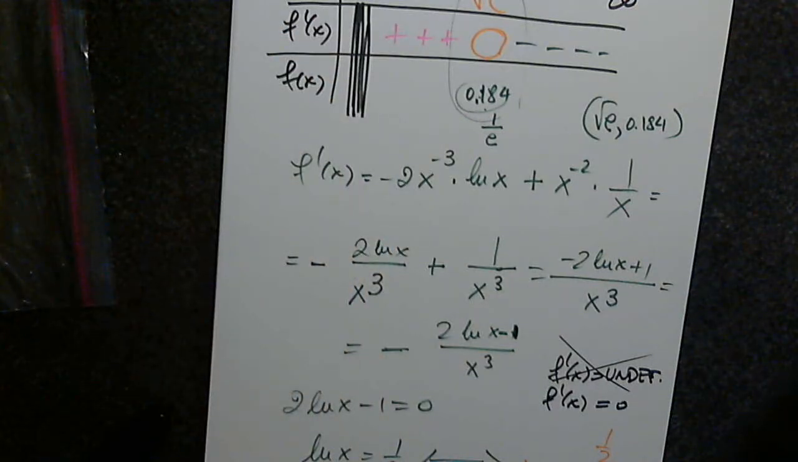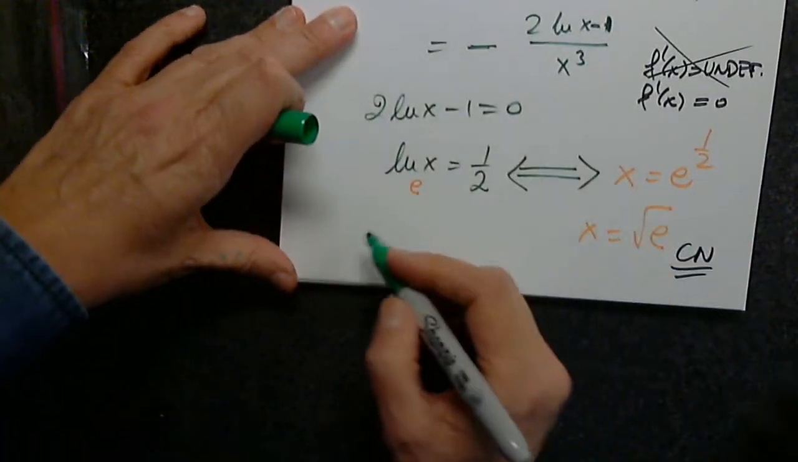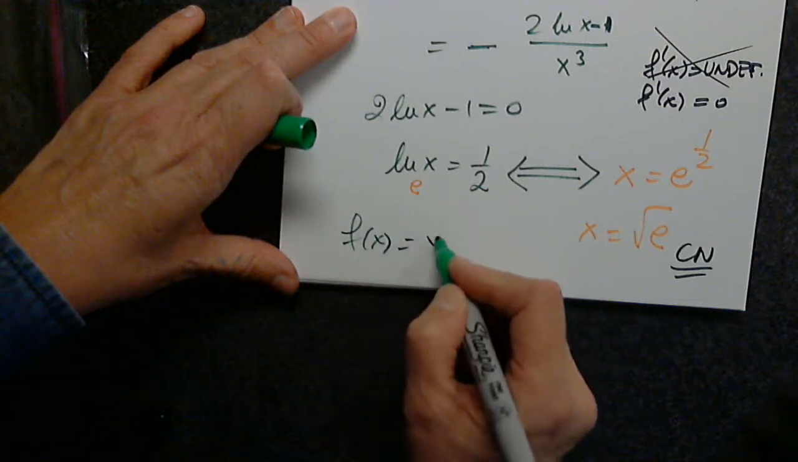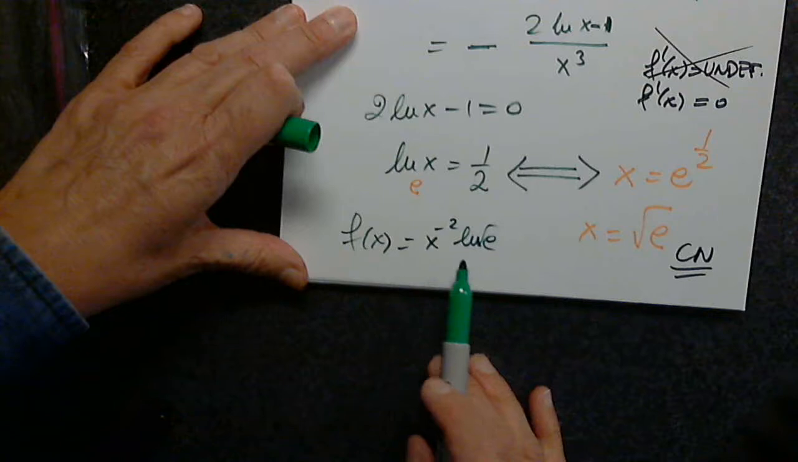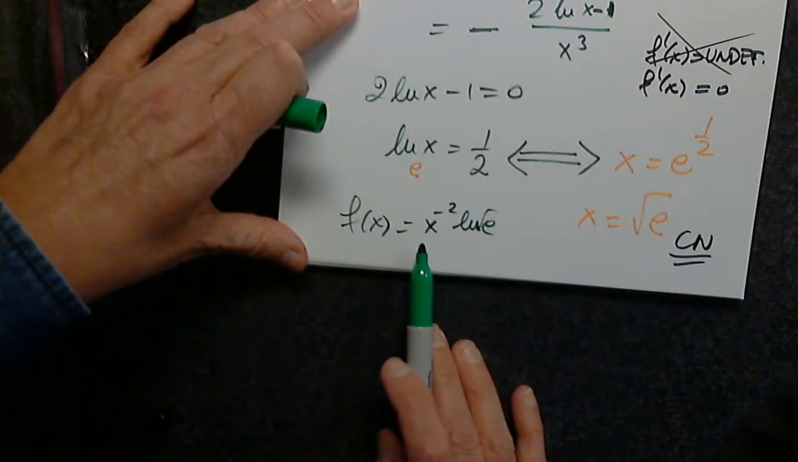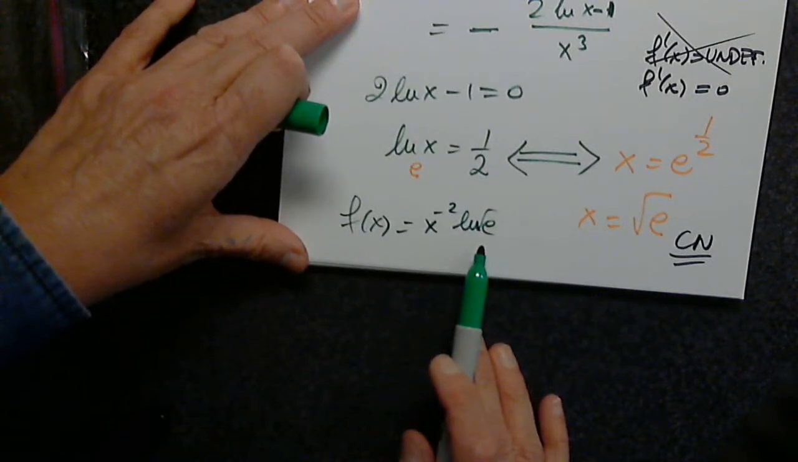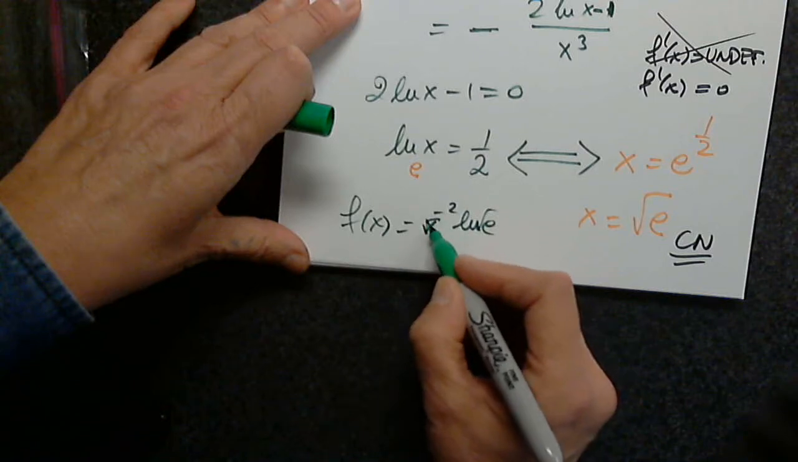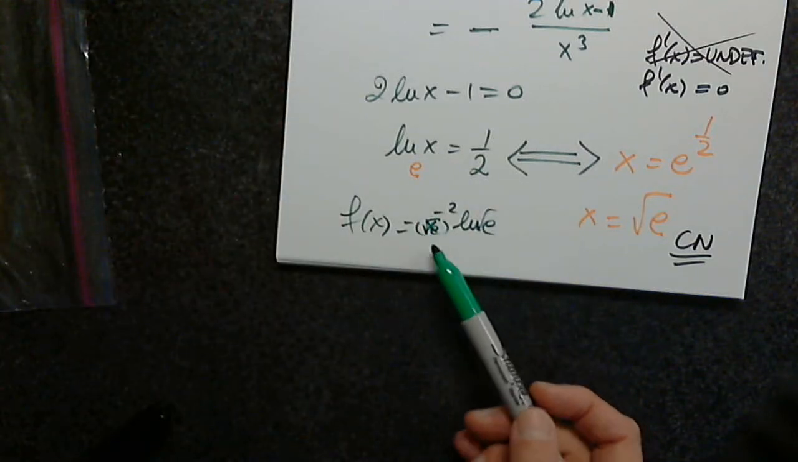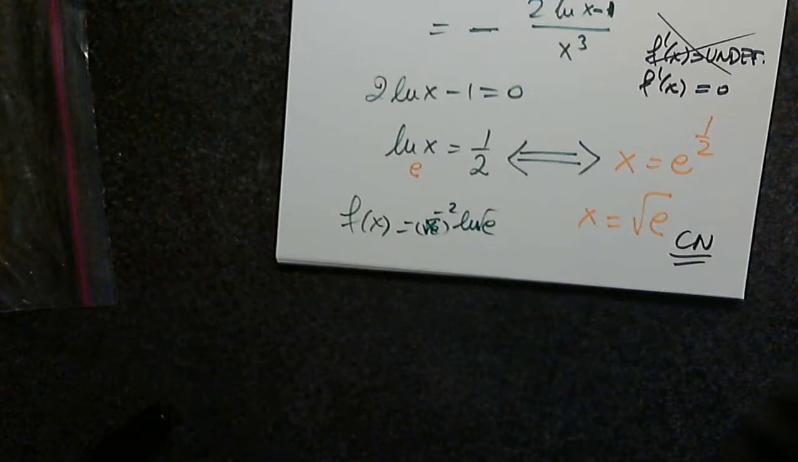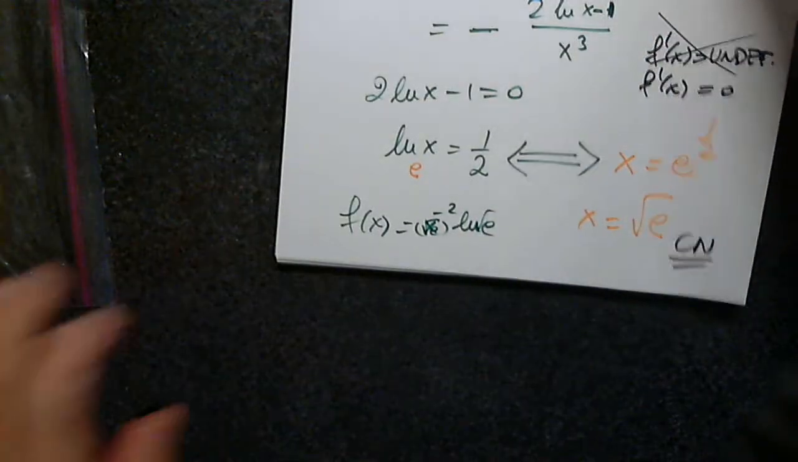It was e to negative, it was 2, right? Sorry, squared. Because the original function was x to negative 2 natural log x. Okay, I messed up. No, it wasn't the square root of e. Yes, this is the square root of e. So yeah, I messed up. I have to give it the correct answer. Sorry. I'm going to have to do that again.